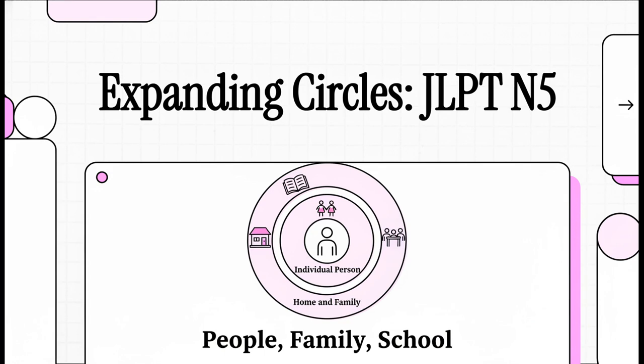So we're diving into something incredibly foundational for your Japanese language journey, JLPT N5 kanji and vocabulary. But listen, we aren't just going to sit here and memorize some random list of words. No way. Instead, we're going to look at this through this really cool concept of expanding circles. We'll start right at the center with the individual person, then we'll gently expand outward into the home and family, and finally step right out into the wider world of school and society. Connecting these concepts like this makes them so much easier to remember. All right, let's jump right in.